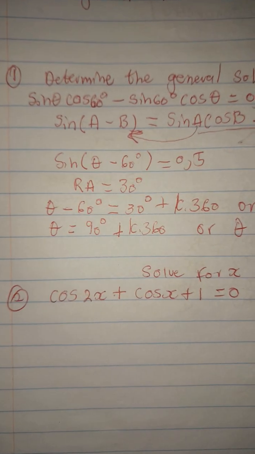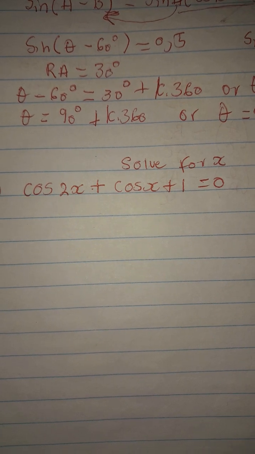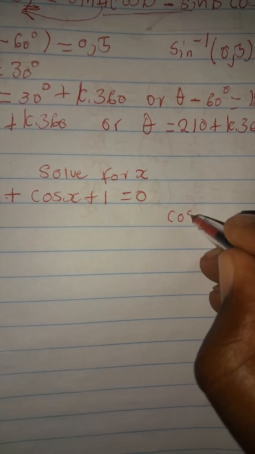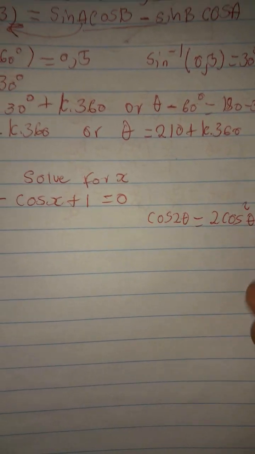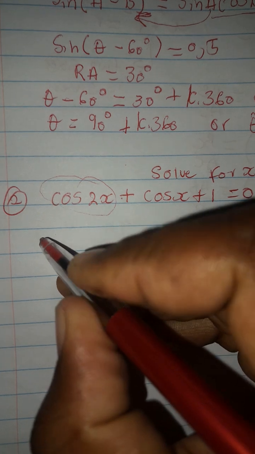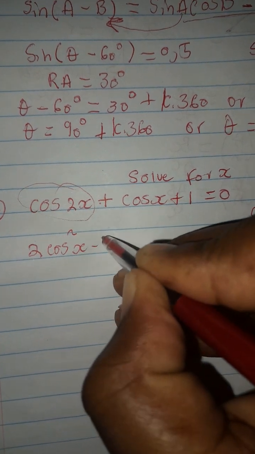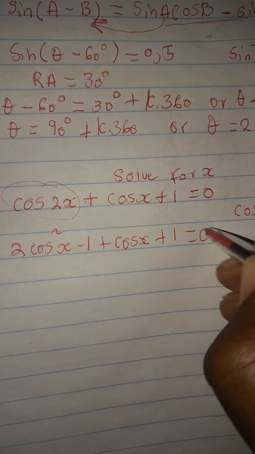Hope you saw, guys, what is happening here. So let's go to our second equation. We are given cos 2x plus cos x plus 1. We can see there's a double angle here, which is cos 2x. So we want to write everything in terms of cos in this case. So remember this double angle, cos 2 theta will be 2 cos squared theta minus 1. Similarly, where we see cos 2x, we are going to put 2 cos squared x minus 1 plus cos x plus 1 equated to 0.